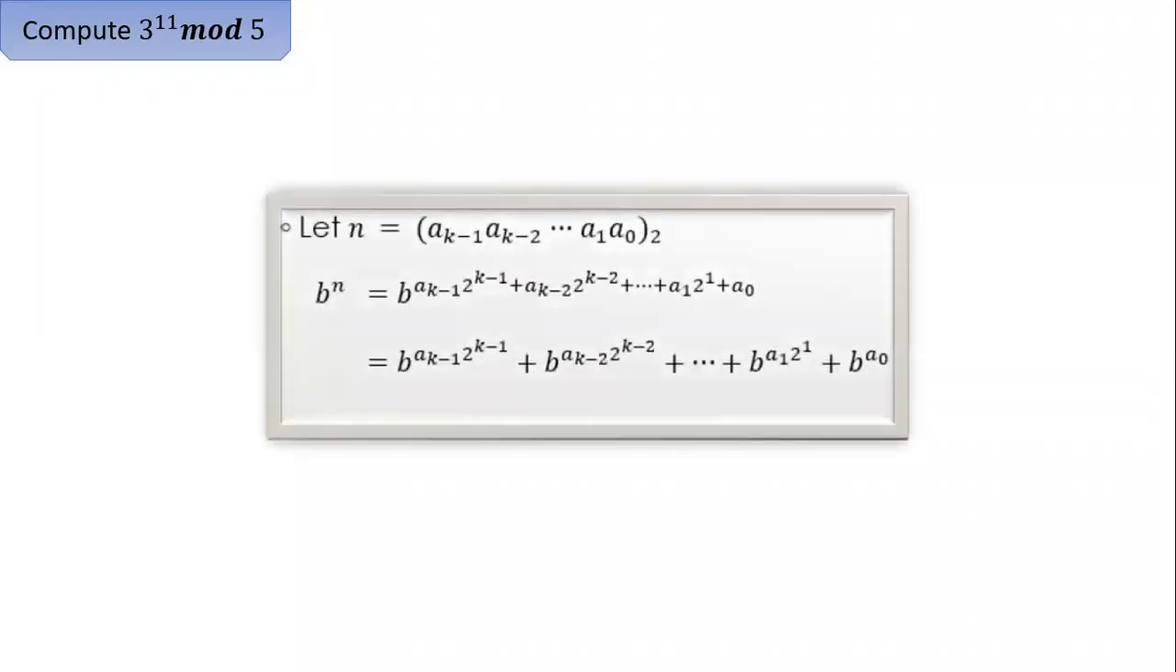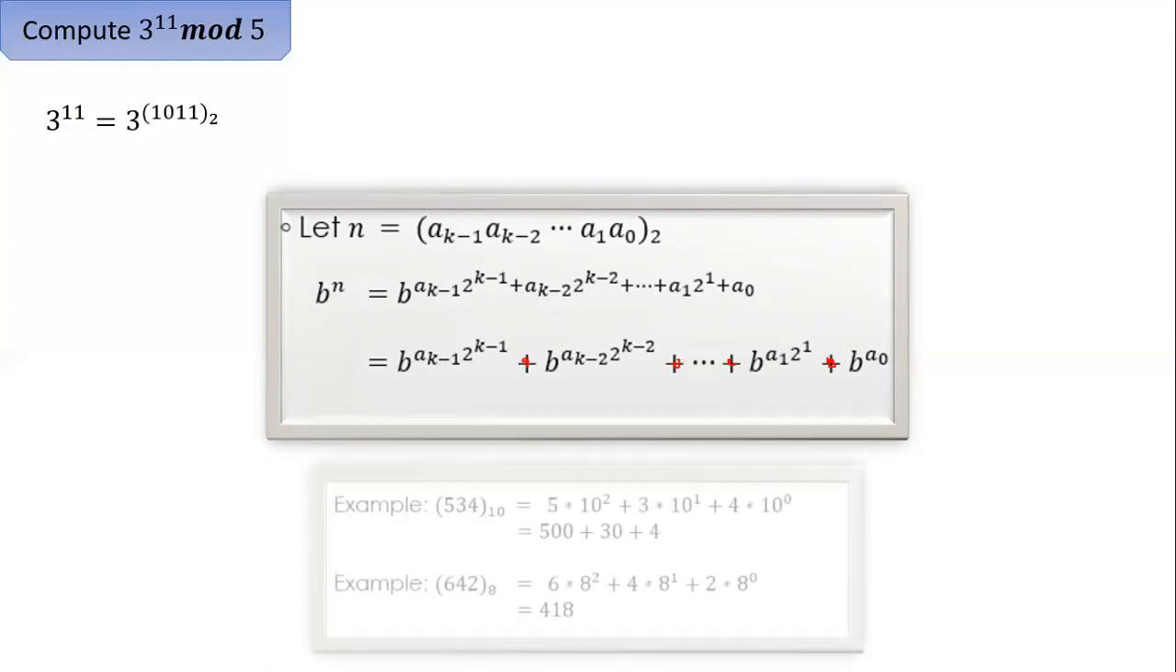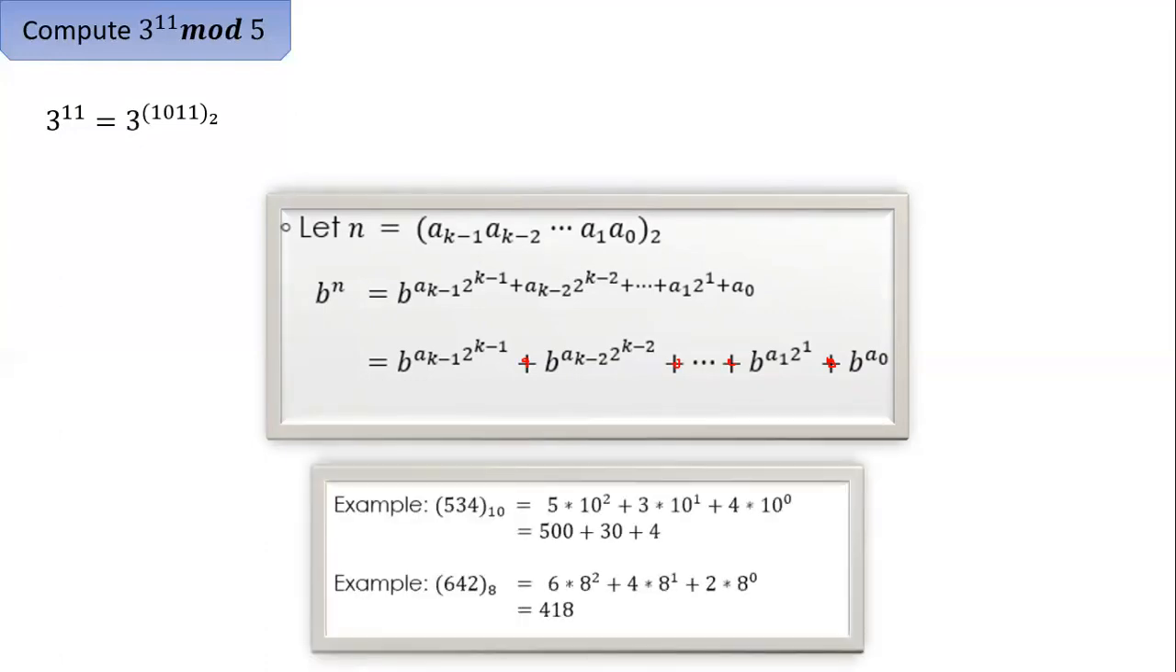We're going to need a couple pieces. The first is we're going to take a look at that binary expansion. Oh no, it was typed wrong there. Recall that this should be multiplications right here. So 3 to the 11th power, we're going to convert that 11 into a binary representation. 11 in binary is 1011. Next, we use our base expansion that we saw at the beginning here.